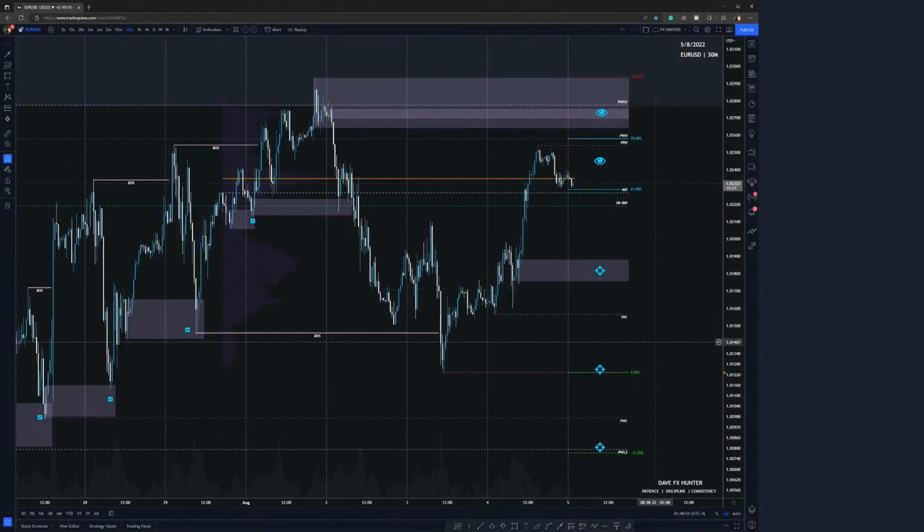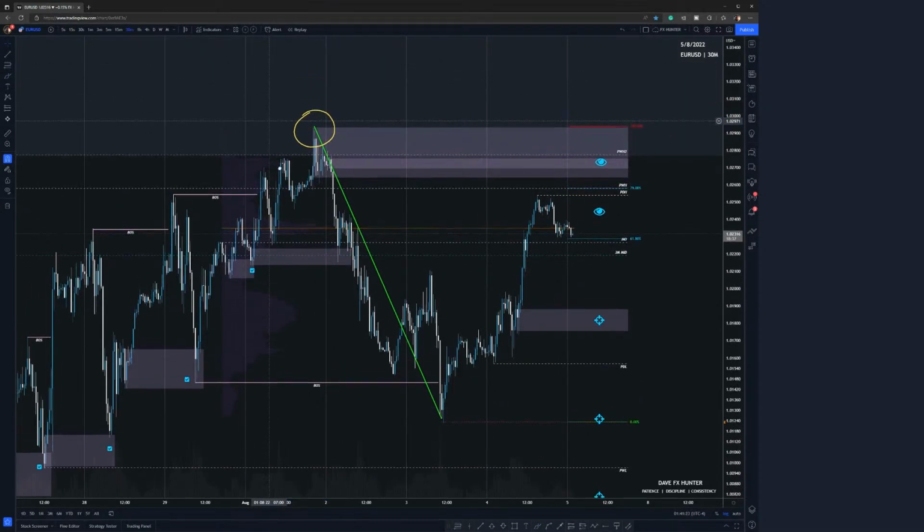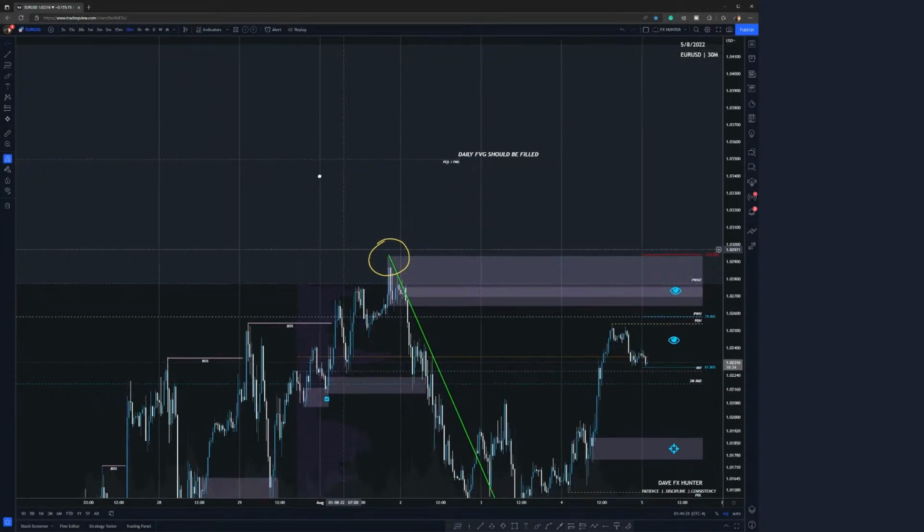So again, just to repeat it, this is a fib from this move from up here to down here. If we plot the fib, we get 61.8 to 79, which is the level where I'm looking to enter, right? So why? Because we have a reaction on the higher time frame level, which is this daily fair value gap.